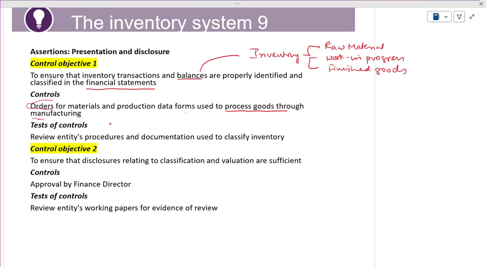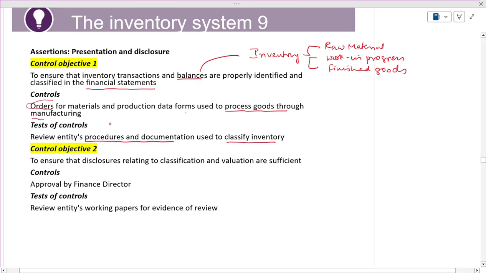What we are doing: we have the entity's procedures and documentation. You are reviewing the procedures and documentation, how we are going to classify inventory. It's a big issue: raw materials, work in progress, finished goods. When is it going to be finished goods, when is it going to be work in progress, at what time is it going to be raw material. You have to classify. Raw material is not that difficult. The issue comes with work in progress and finished goods.